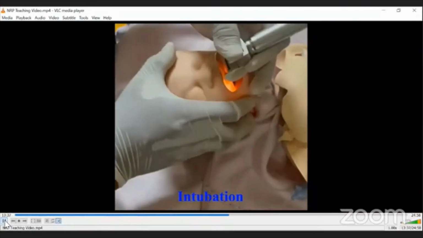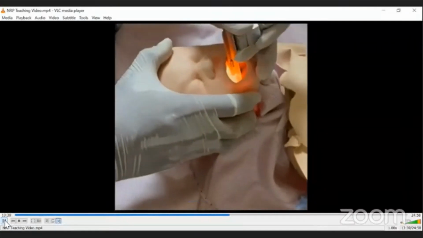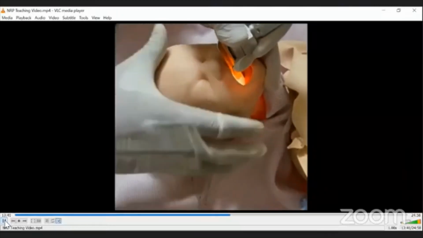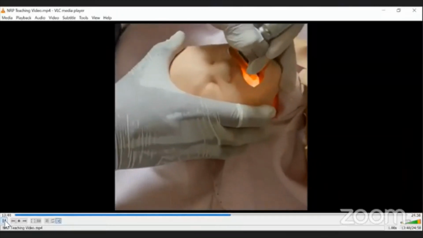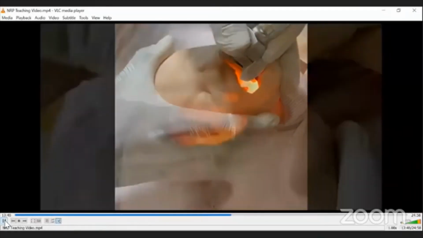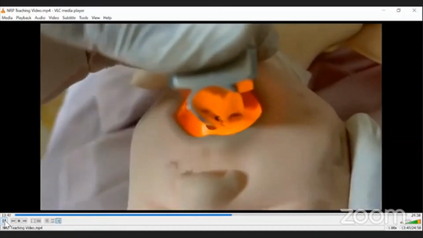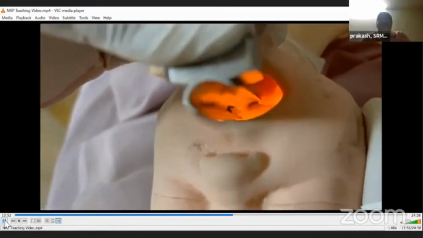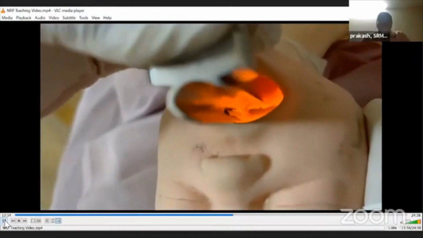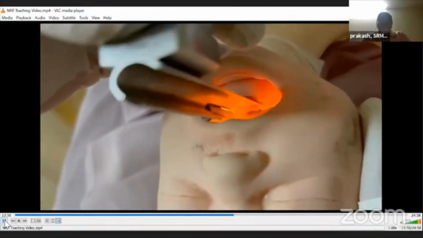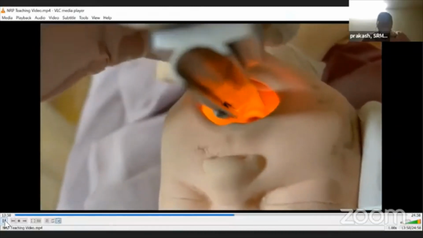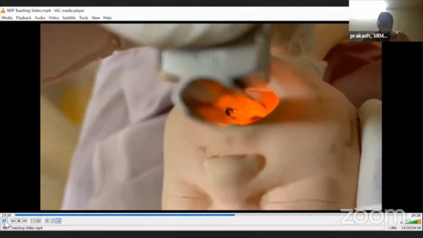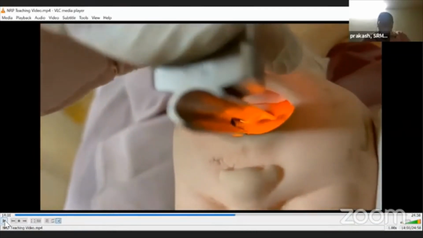Yes, sir. From the right corner of the mouth and towards the left side of the baby, first the intubating structure, the esophagus, is seen. To visualize the vocal cord, pull out the laryngoscope a little until you visualize the vocal cord. What you see now is the epiglottis.